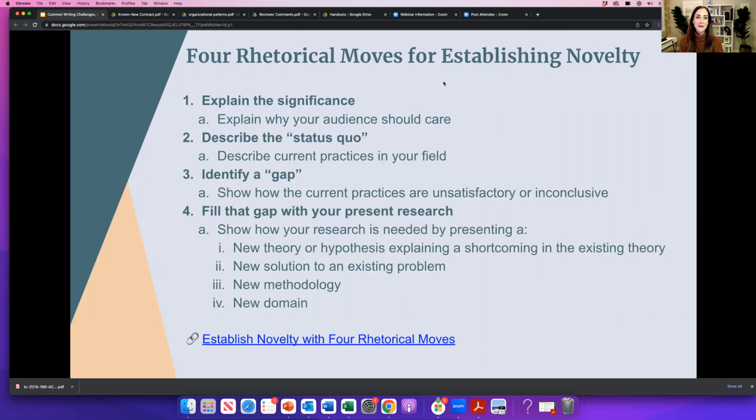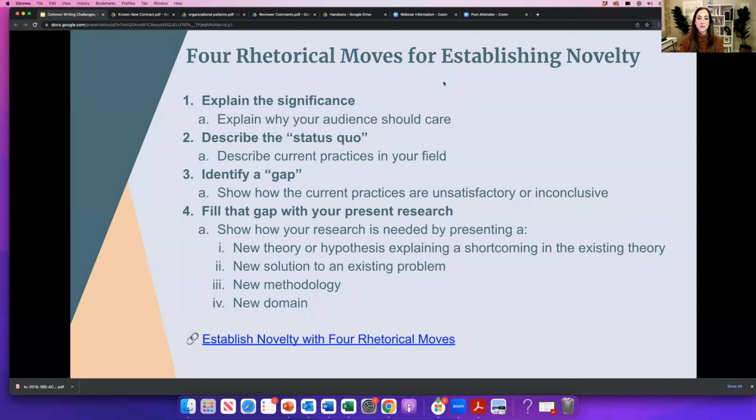So again, I have a handout on this, but these are 4 rhetorical moves for establishing novelty. One is explaining your significance, and there's more on this in the handout. So why your audience should care. This handout recommends going beyond just the target audience, being able to generalize the significance if possible. Then transitioning to describing the status quo. So what are the current practices? And then identifying a gap by showing how the current practices are unsatisfactory. And then filling that gap with your research.